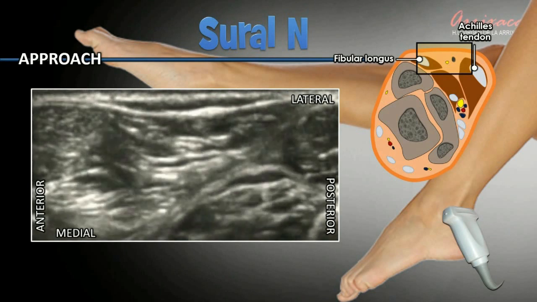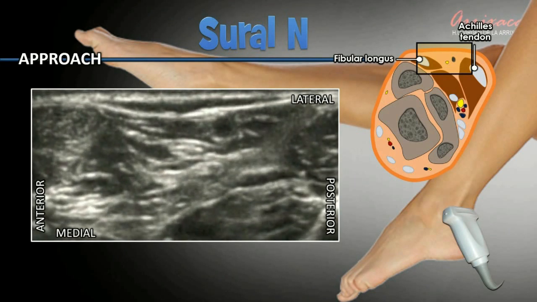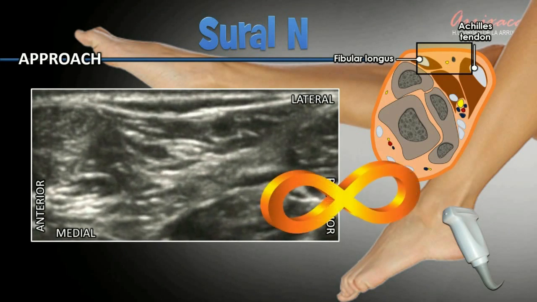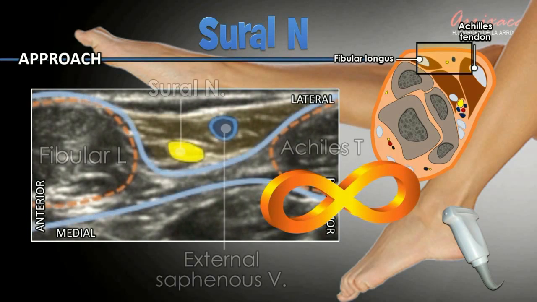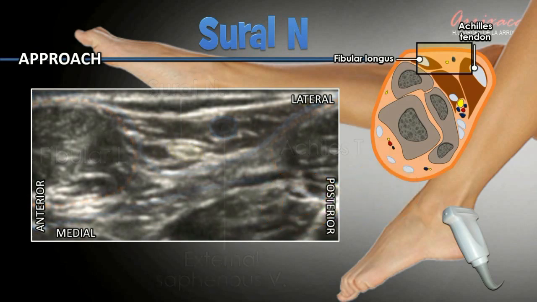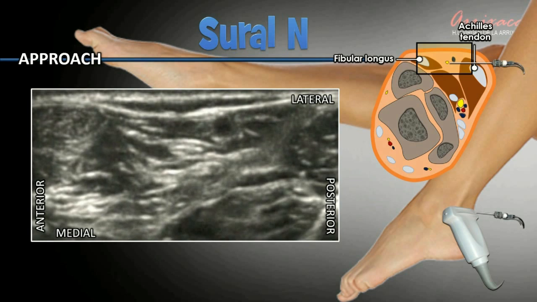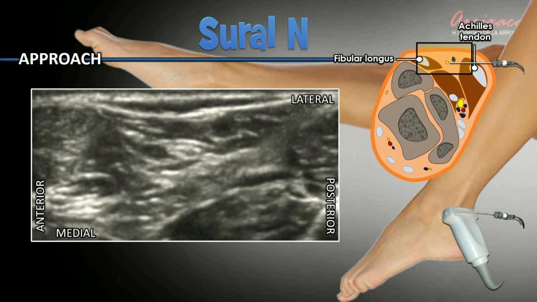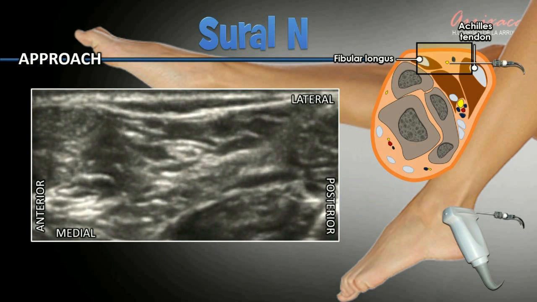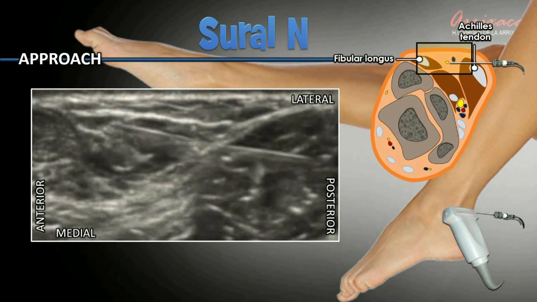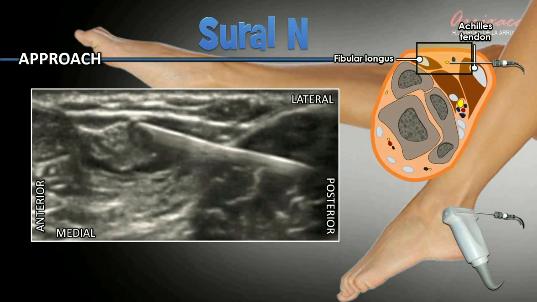In this real-time video, we will be able to identify the infinity sign outlined by the Achilles tendon and the fibularis muscles. The nerve is located over the fascial plane of both muscles. The needle is introduced in plane from the posterior aspect of the ankle.